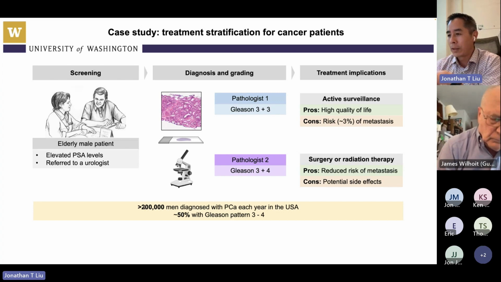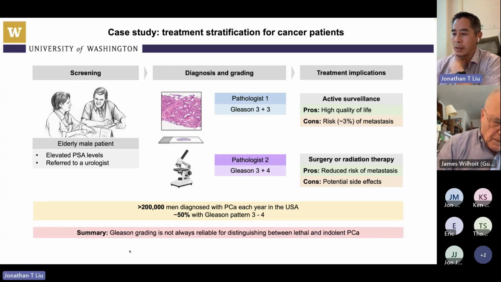So of the 250,000 men right now each year that are diagnosed with prostate cancer in the US, roughly half of them lie right in this Gleason 3 to 4 range. So it's a very common dilemma for patients and oncologists and urologists to decide what treatment is needed. So in summary, Gleason grading is not always reliable for distinguishing between lethal and indolent prostate cancer. And it's not just when the pathologists disagree. Even when they agree, the point is that Gleason grading is just an approximate guide. It's not going to be perfectly accurate for every patient.